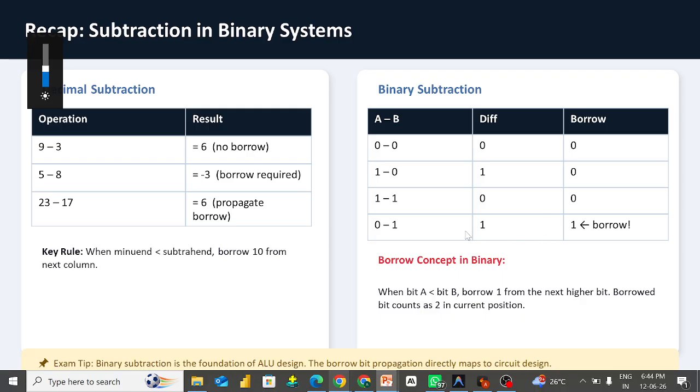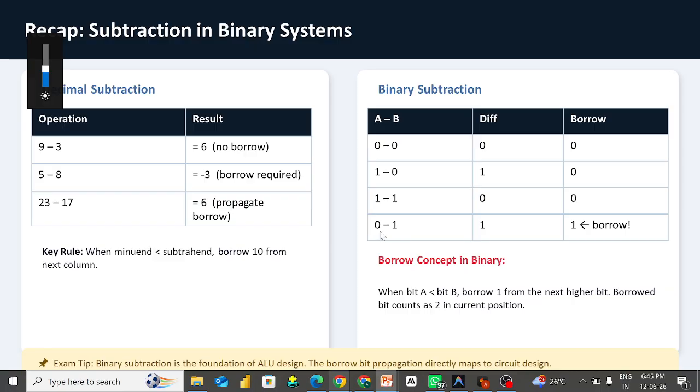So in that kind of situation, when your minuend is less than subtrahend, then you are going to borrow 10 from the next column. What is meant by 10? In binary equation, see here, this is a binary subtraction, right? So what happens if you borrow 1 from the next column? Your minuend is 0. So if you borrow 1 from the next column, then it will become something like 10, right?